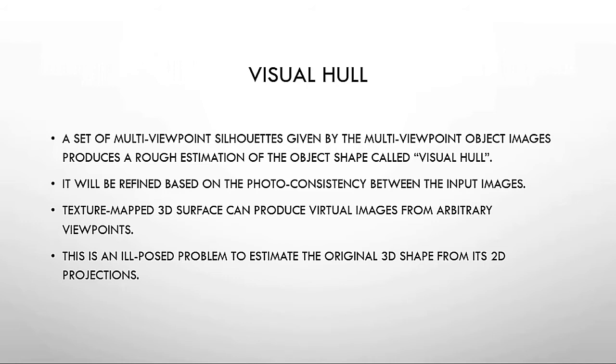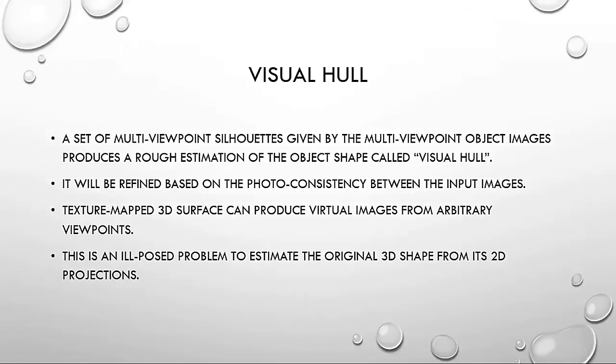Visual hull. A visual hull is a set of multi-viewpoint silhouettes given by the multi-viewpoint object region. These images produce a rough estimation of the object shape, called a visual hull. As we have already said, a visual hull is obtained from the multi-viewpoint object region.